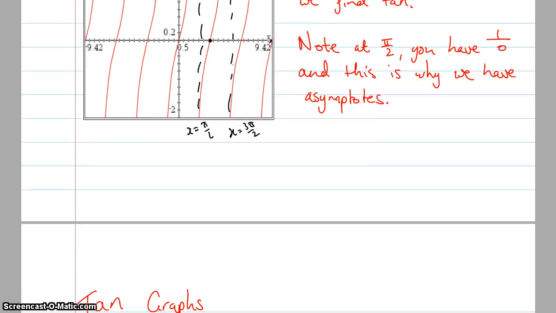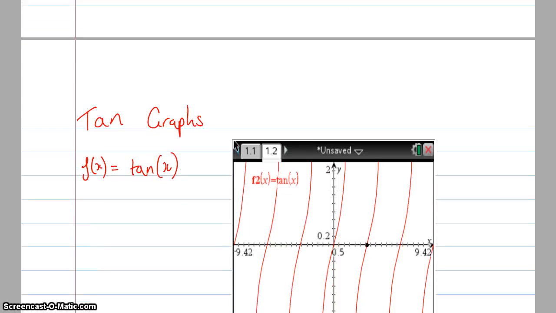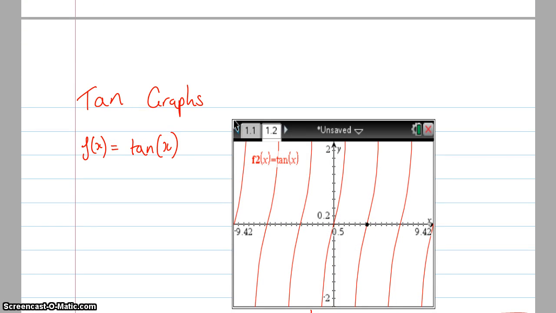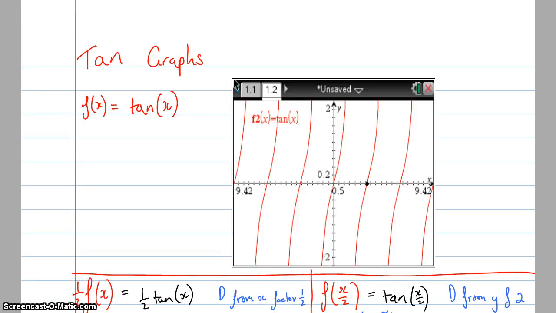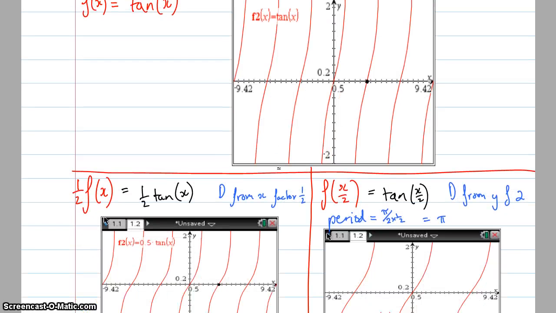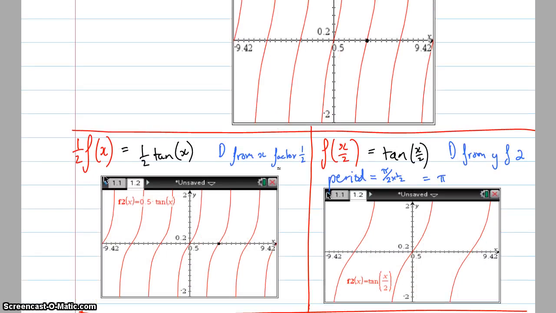Now what I might do is show you a couple of the different things that can happen. The assumption that I'm making is that you know what a tan graph looks like, and you're confident in being able to sketch these. I usually draw the asymptotes first, then find the middle point, and then draw the rest of the graph. But let's have a look at a couple of transformations that can occur.